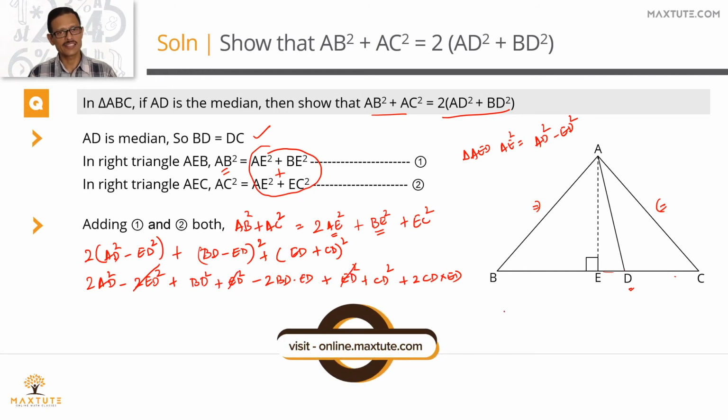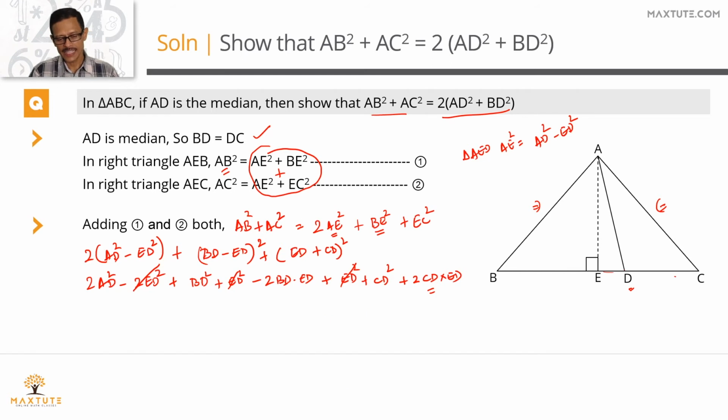So these get cancelled. We know that BD is equal to CD. So instead of the CD, if I replace it as a BD, we have 2 BD into ED in the negative here and 2 BD into ED in the positive here. So these two will get cancelled. So what we are left with is 2 times of AD square plus BD square. We know BD is equal to CD, so the CD can be replaced with another BD. So that's going to be equal to plus BD square. So that results in 2 times of AD square plus BD square, which is what we set about proving.